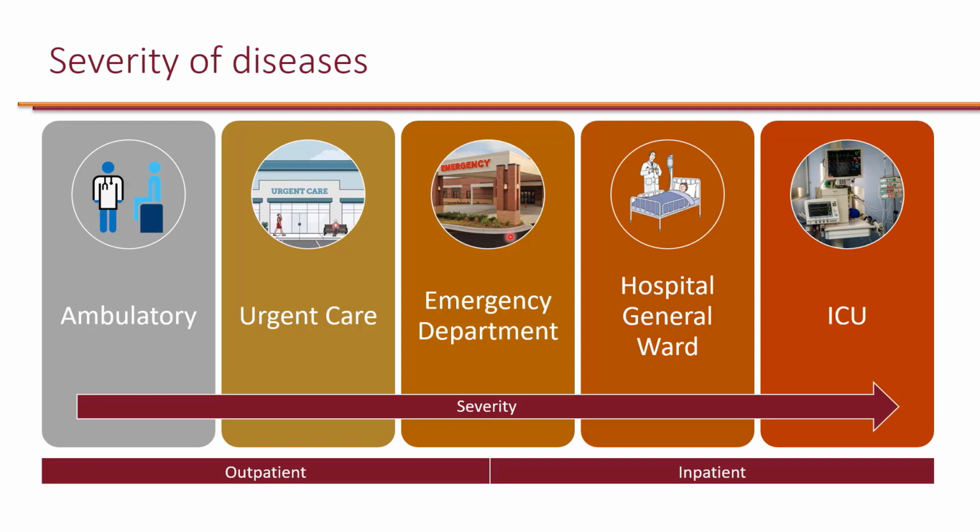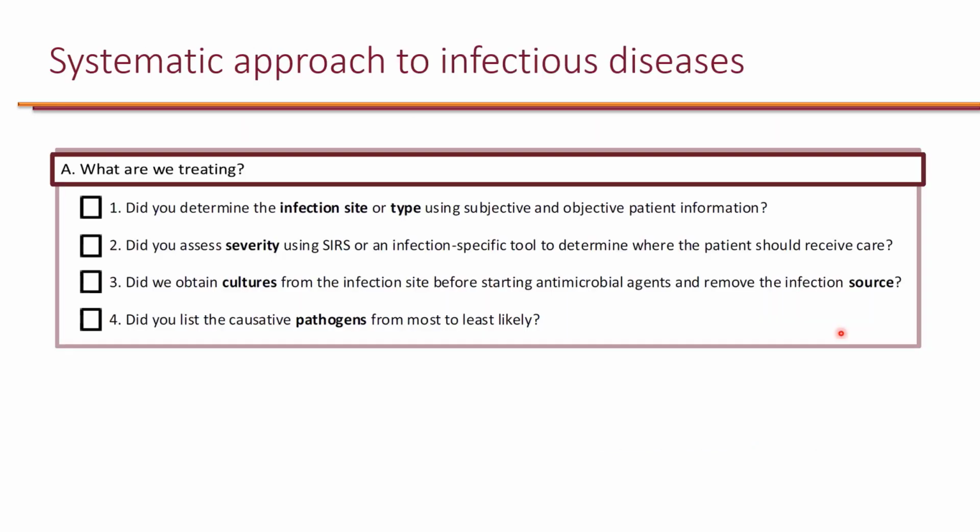They may get a prescription and go home, or they may get treatment in the hospital and then go home. Or if they are severe enough, they will be assessed in the emergency department and then get admitted to the hospital, typically in the general ward. And if it's more severe, they may need to be admitted to the ICU. These will be in the inpatient setting. That's why severity needs to be assessed in order to see where the patient needs to go.